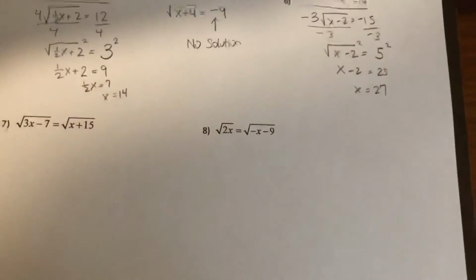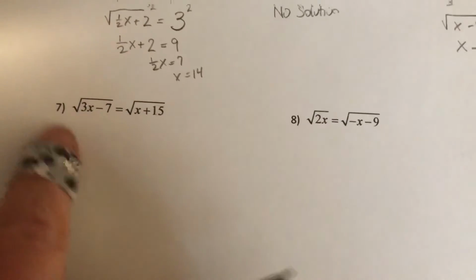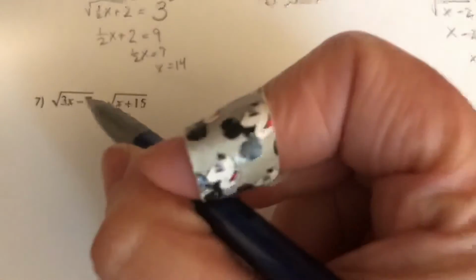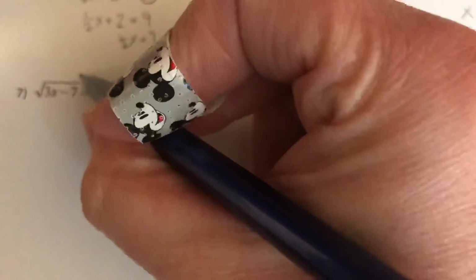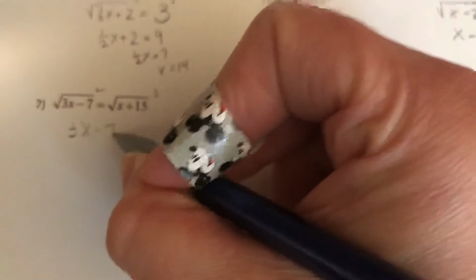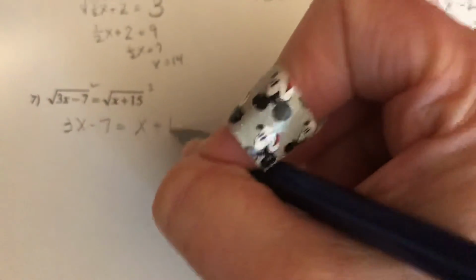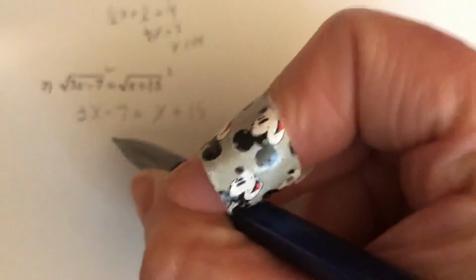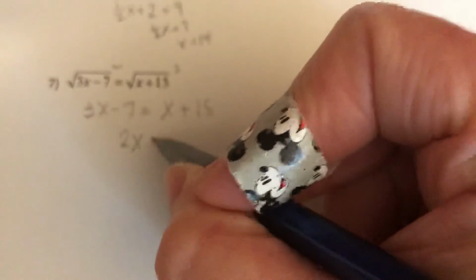The next two, I like these. They're really quick. We have a radical equal to a radical. So what you're going to do is square both sides. And what you get is just a regular equation like you did way back when. 3x minus 7 equals x plus 5. So you'll subtract x from both sides. You'll add 7. And then you'll divide by 2. Then you'll get x is 11.